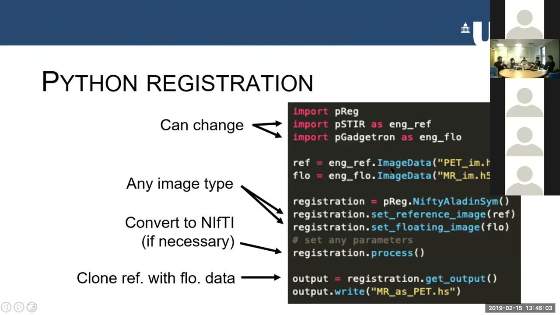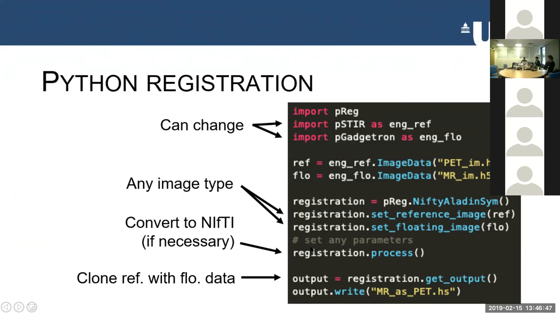So all of them have a class in them called image data. So regardless of what this actually is, in this case it's PSTIR, but it could be something else, I can then open an image data. So in this example, I've said my reference image is an Interfile STIR image. My floating image is an H5 image for an ISMRMRD format. Good. I create my registration, which in this case is the Aladdin, which is either my rigid or affine registration class. I set my reference and my floating image. Any extra things could go in here, like how many iterations I want to do. Do my registration and get my output.